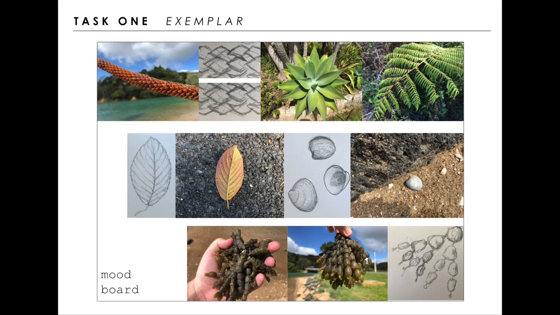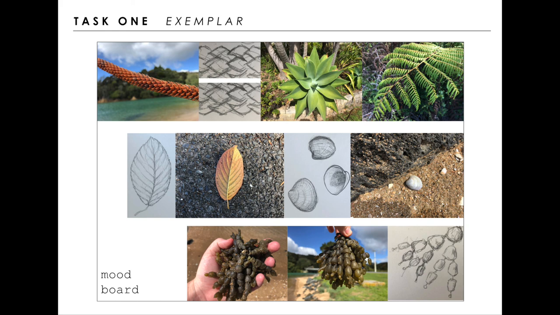Great, so once you've collected all that awesome information, you are just going to compile it as a mood board, which is basically just a collection of images, everything that you've collected on one page. Just make sure that when you're working in Google Slides that you're actually working in an A4 or an A3 format. So that means that the size of your page needs to be paper size rather than screen size.